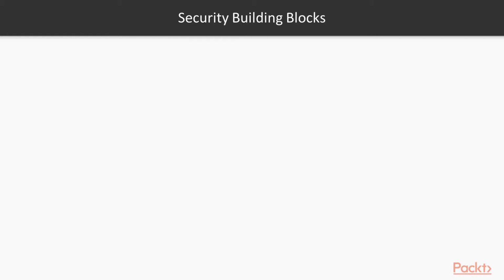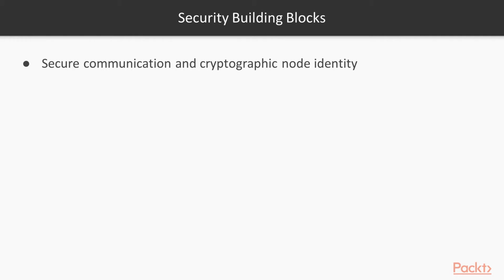To establish this secure software supply chain, we need to have the following building blocks in place. First, secure communication and cryptographic node identity. First and foremost, we want to make sure that our cluster managed by the orchestrator is secure. Only trusted nodes can join the cluster. Each node that joins the cluster gets a cryptographic node identity, and all communications between the nodes must be encrypted.